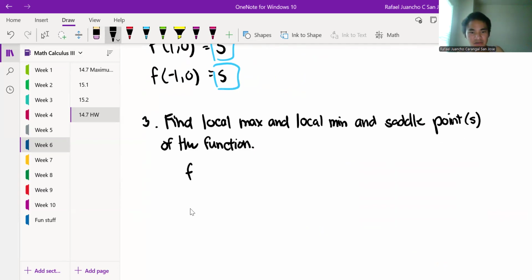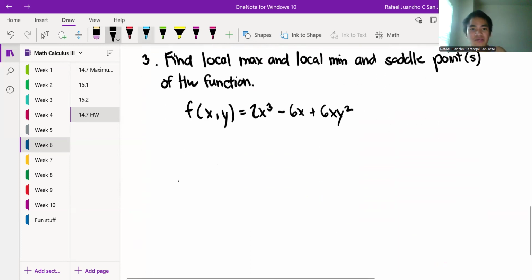My function here is f of x, comma y. This is equal to 2x cubed minus 6x plus 6xy squared. Right? So what's the first thing I have to do? I have to find critical points. That's always what we've been doing.